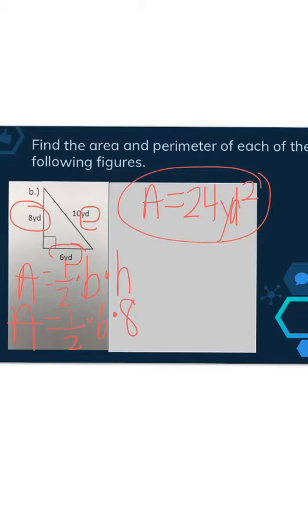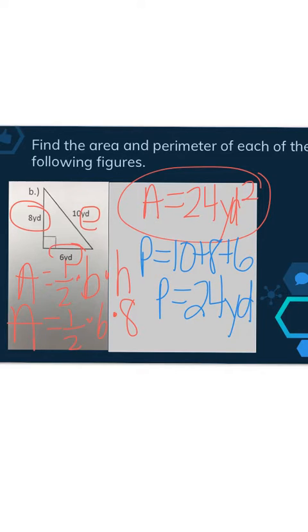For perimeter, remember you're adding up all three sides, so perimeter will be 10 plus 8 plus 6. And you will get 24, and your label is yards.